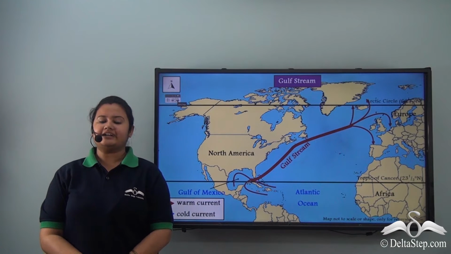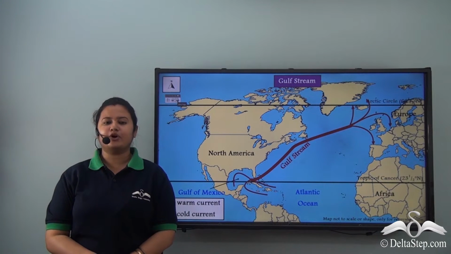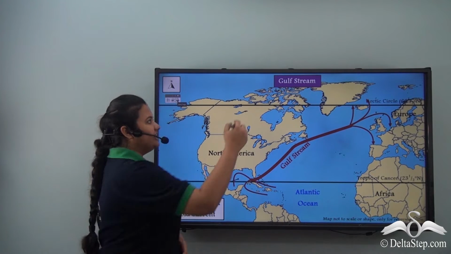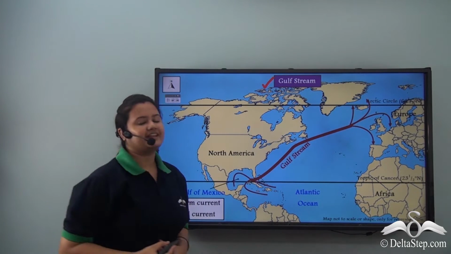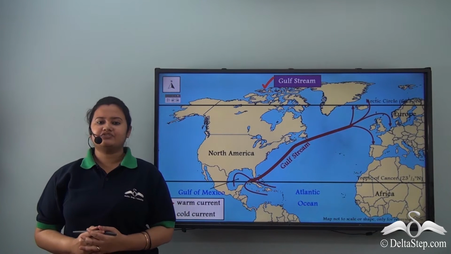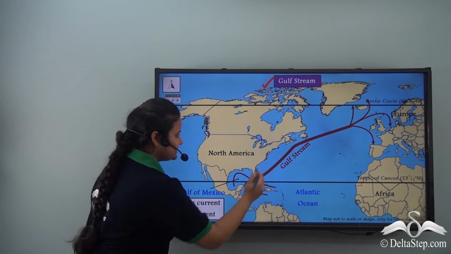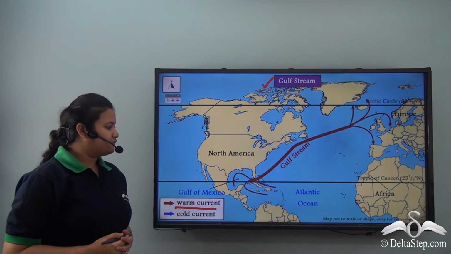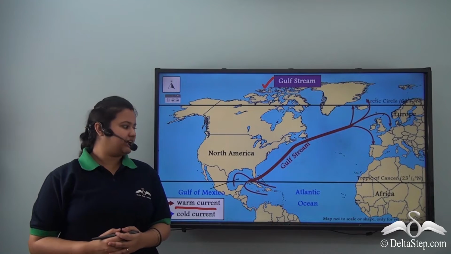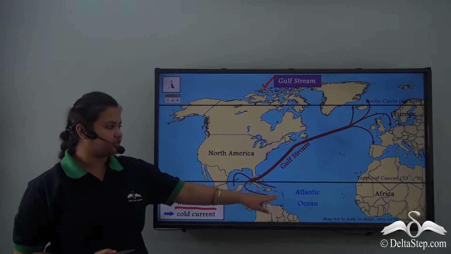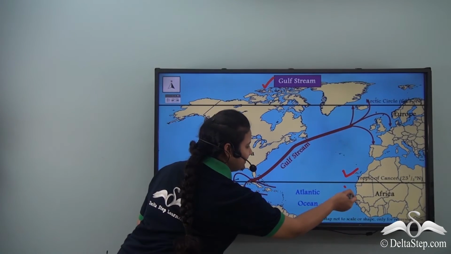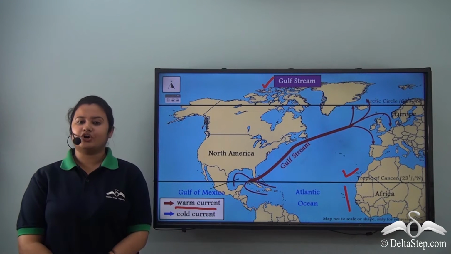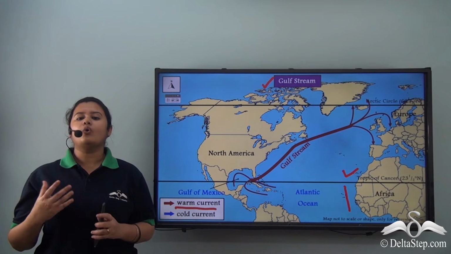In the North Atlantic Ocean, we have many important ocean currents. The first important ocean current is the Gulfstream. Now, the Gulfstream is a warm current. See, it is marked with red. So, it is a warm current. Why is it a warm current? Because Gulfstream originates in the torrid zone. Since it originates in the torrid zone, it is a warm current.